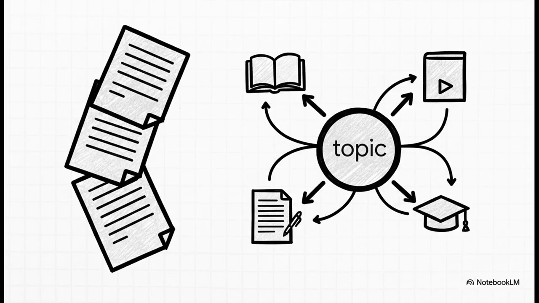So instead of just dumping in a few PDFs, you need to think like a strategist. You're trying to create a web of information, right? You get the rigor from academic papers, the easy explanations from YouTube lectures, and the real-world context from blog posts. When you layer these different formats, you get a 360-degree view that you just can't get from a single file type.